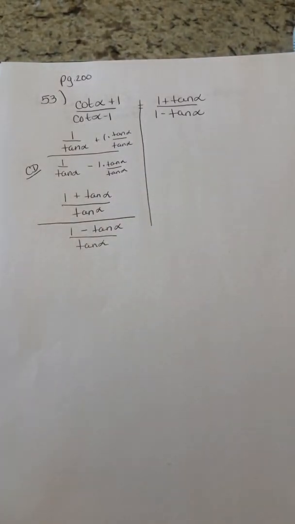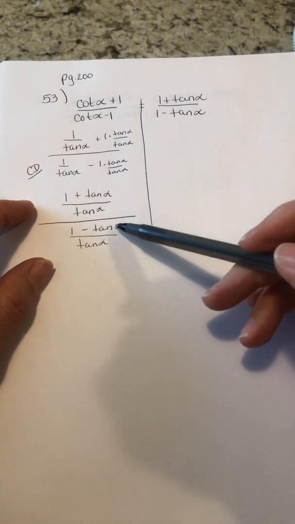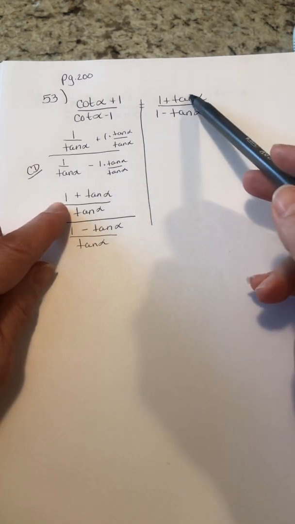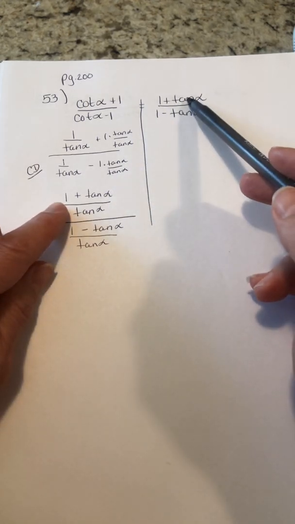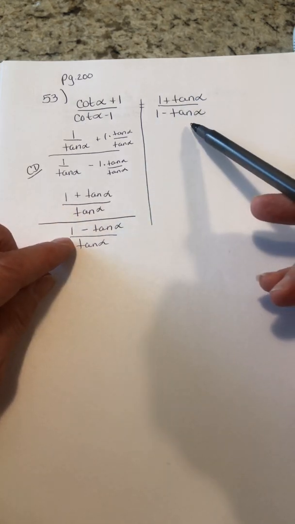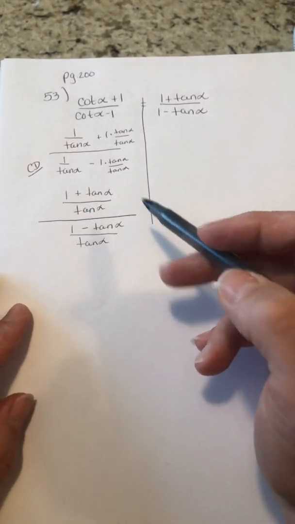So every once in a while when you're working with identities, it's a good idea just to take a look over to the other side and see where you're headed, make sure you're going in the right direction. So I noticed that over here on my numerator I have a 1 plus tangent alpha on my right, and on my denominator I have a 1 minus tangent of alpha on my right side. So I think I'm headed in the right direction.